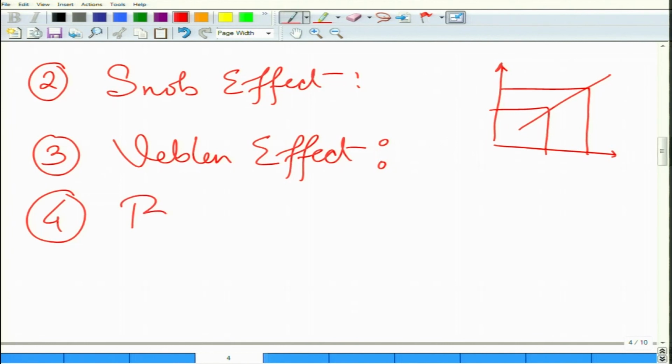So all these are very close to each other. It is connected with the Snob effect again. And the fourth is the Bandwagon effect.